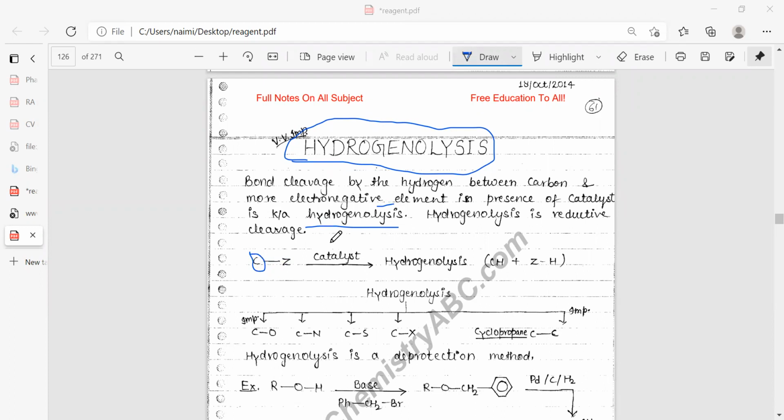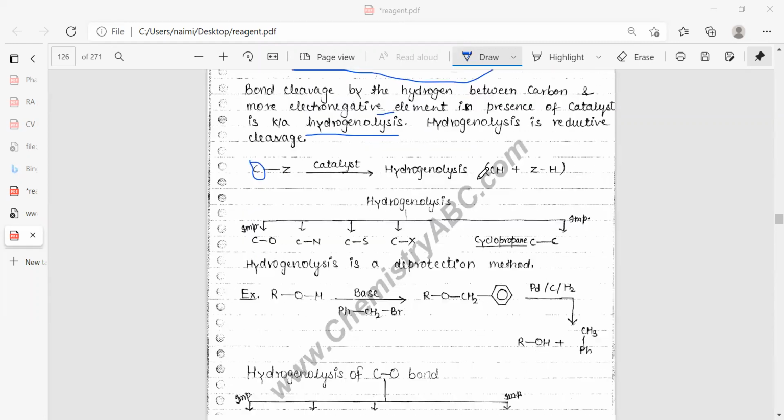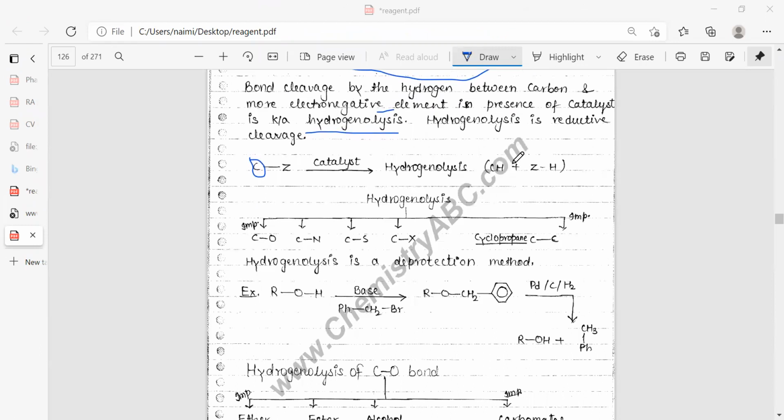Okay, so we have some catalysts which are responsible for hydrogenolysis, and the process of hydrogenolysis takes place. After that, a carbon-hydrogen bond will be formed, plus this electronegative atom forms a bond with the catalyst which is used in this, forming the hydrogen bond. Okay, so you can see this one.